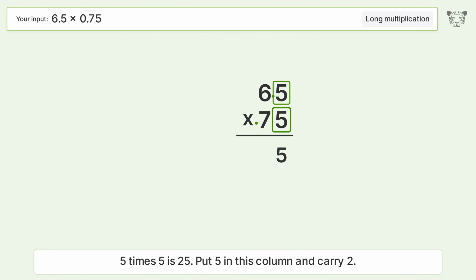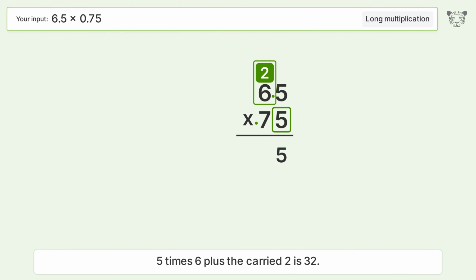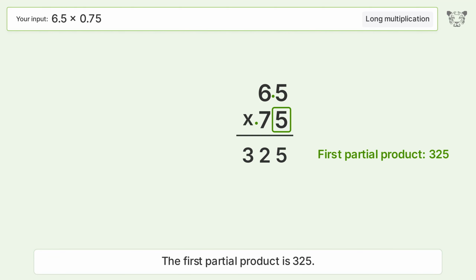Put 5 in this column and carry 2. 5 times 6 plus the carried 2 is 32. The first partial product is 325.